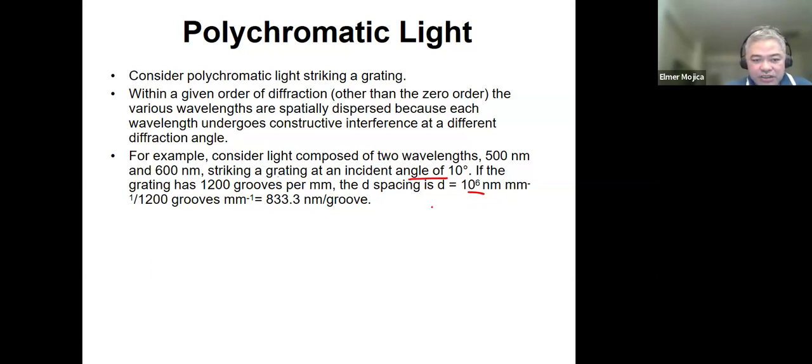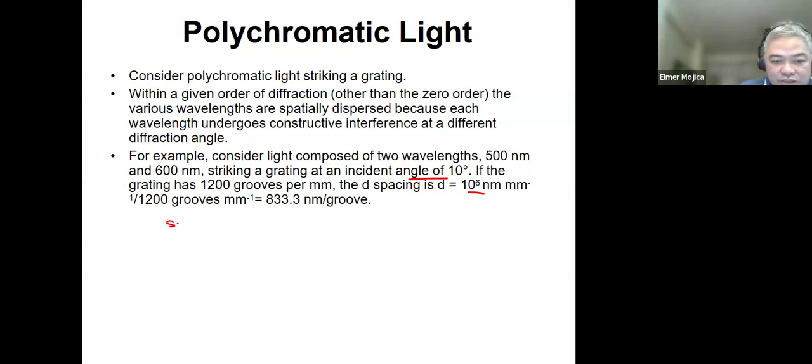Millimeter per millimeter. And the other one has a D equal to 12,000 groups per millimeter, that is 800 nanometer per group. So what will happen if we look at the first order? When the 600 nanometer is diffracted at a certain angle.